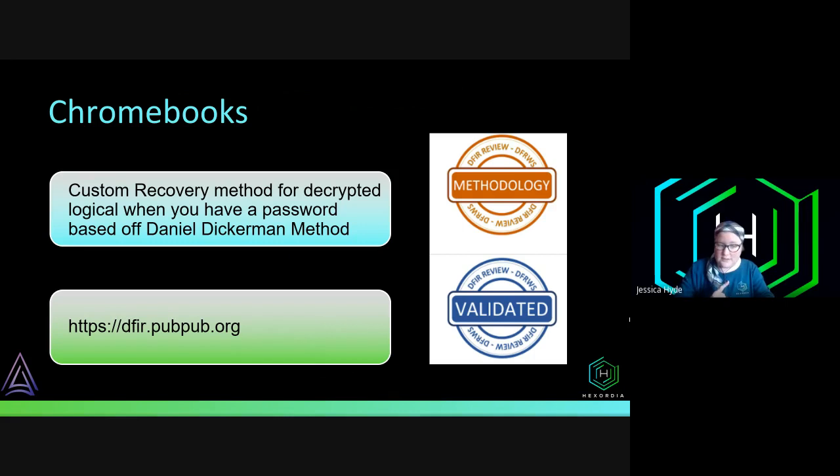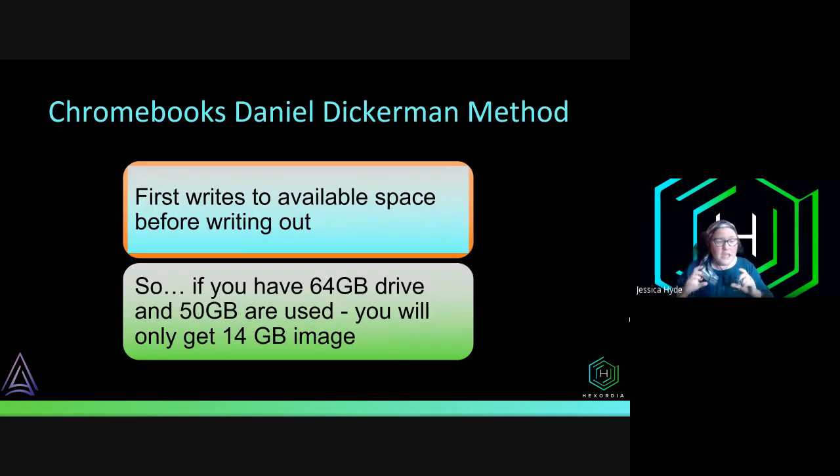So the method works. However, it's putting the device into a recovery mode, and when the recovery mode writes out, it first writes to the available space left on the disk. So let's say you have a 64 gig drive in a Chromebook, and 50 of it is used. It is going to start to write out that 50 to the 14 gigs left before putting it to your target media. That means that when you get your acquisition on your target media, it's only going to be 14 gigs. The tooling and the methodology doesn't have a way of informing you, or even knowing itself, that it's not a complete acquisition.